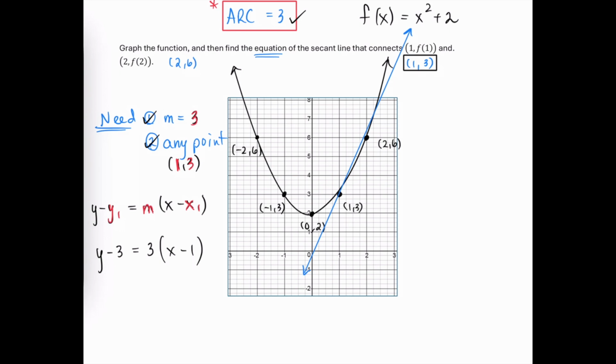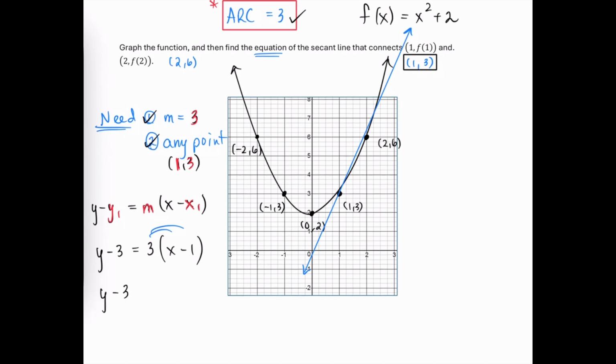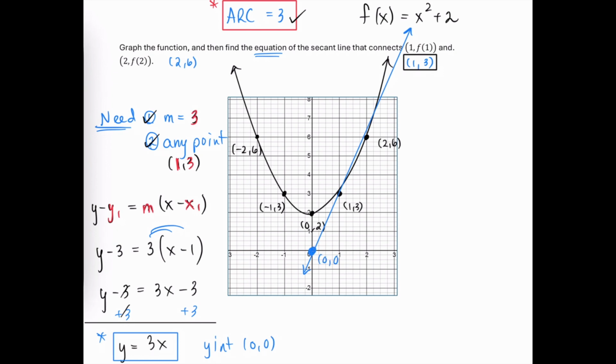But if we wanted to write this in slope-intercept form, we would distribute the 3 into the parentheses and get y minus 3 is equal to 3x minus 3 after that 3 is distributed in. And then we'll add 3 to both sides to completely isolate the y and get y is equal to 3x plus 0, which of course doesn't have to be written. So y is equal to 3x is the equation of that secant line. Notice y is equal to 3x is going to have a y-intercept at 0, 0, and it does look like our secant line would be passing through the origin as well. So this equation does appear to be the secant line that we were after.